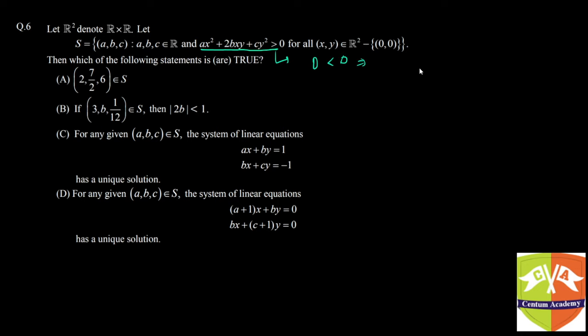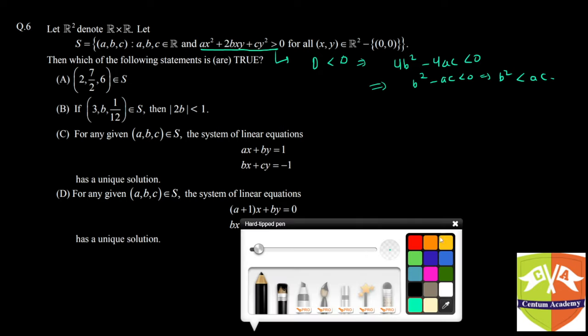So what is its discriminant? Its discriminant is 4b² minus 4ac, which is less than 0. So this will give me b² minus ac is less than 0, that is, b² is less than ac. So let us see for which of these options this condition holds.